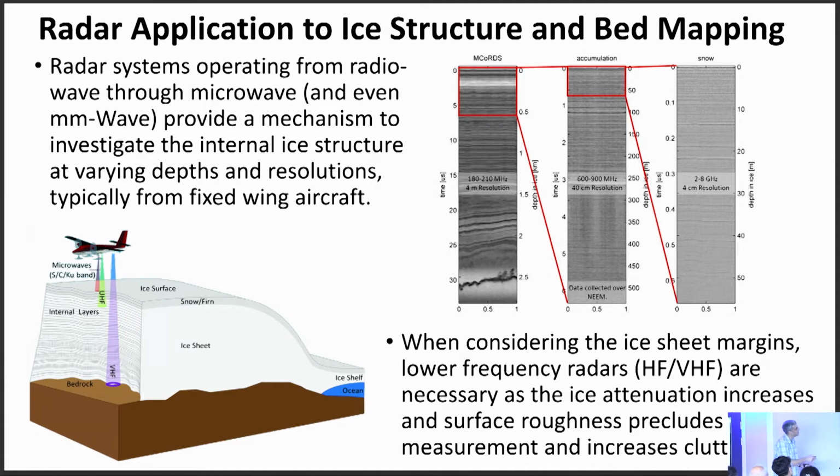For the lower frequency systems, we're able to see down to the bedrock at somewhat coarse resolution. As we move up in frequency, we're not necessarily able to see all the way down to the bedrock, but with better resolution, and this might be the accumulation radar. And then we get up to the snow radar, which we're able to start looking at annual snow events and mapping accumulation. Now, when we start considering the ice sheet margins and measuring ice thickness, it's more important to look at systems in the HF or VHFs where we're able to get past the attenuation and the surface roughness and get an indication of the bedrock.